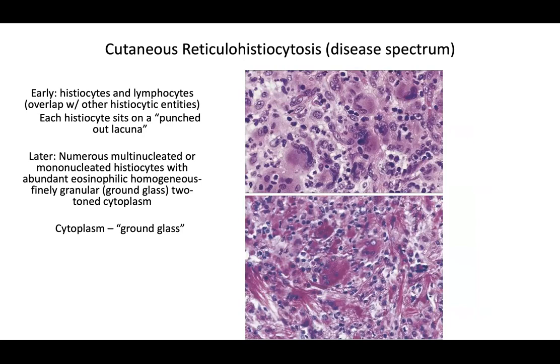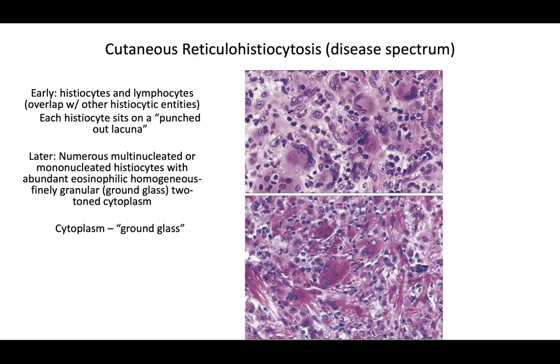So in the early stage, you're going to look for histiocytes and lymphocytes. Each one of those will be kind of sitting on a punched out lacuna, as you can see here, with two-tone cytoplasm. So you've got some areas of light pink punctate staining, and then this kind of transition to a darker pink to purple stain. And so that's your two-toned cytoplasm that you'll often see in reticulohistiocytomas. Later on, you'll get more numerous multinucleated giant cells.